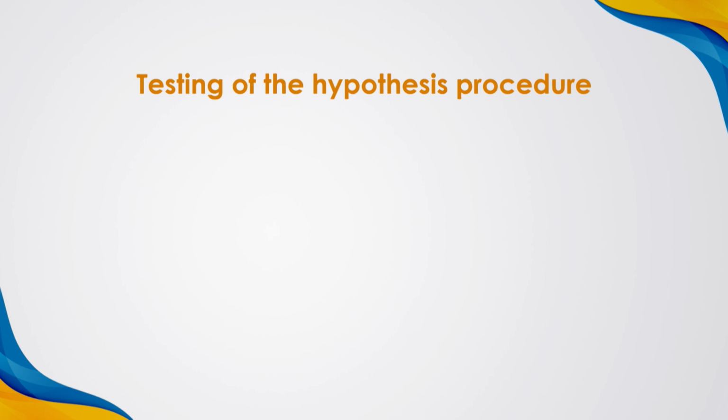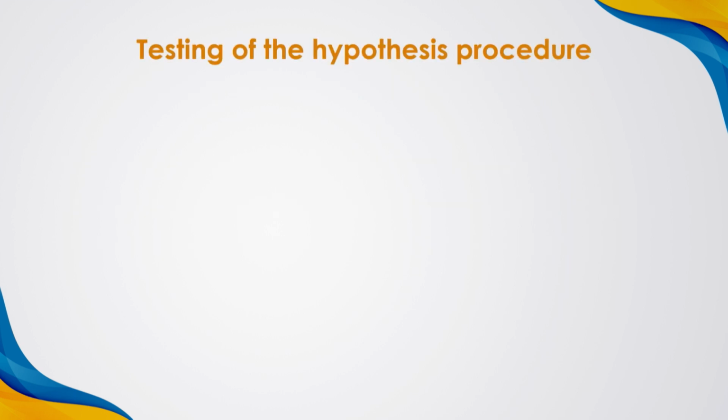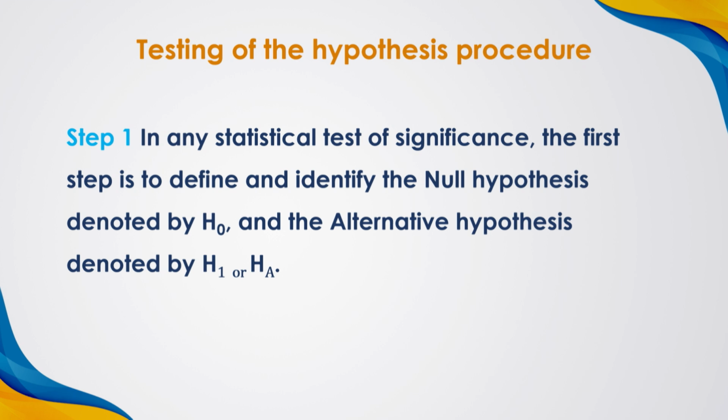Testing of hypothesis procedure. This research hypothesis is to be tested using the testing of hypothesis procedure to reach a conclusion whether to reject or not reject the null hypothesis. Testing of the hypothesis procedure. Step 1. In any statistical test of significance, the first step is to define and identify the null hypothesis, denoted by H0, and the alternative hypothesis, denoted by H1 or HA.